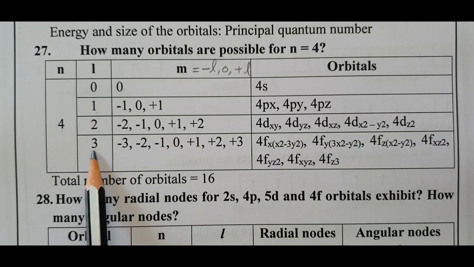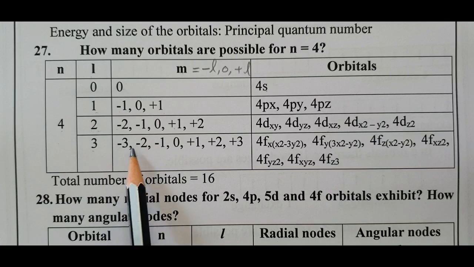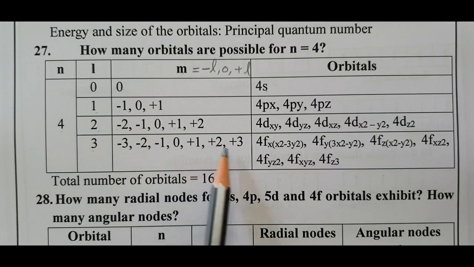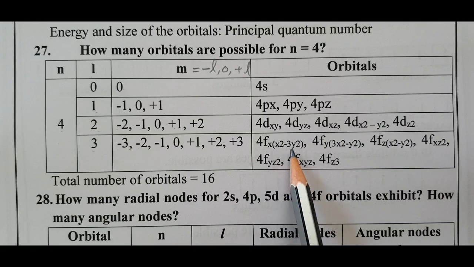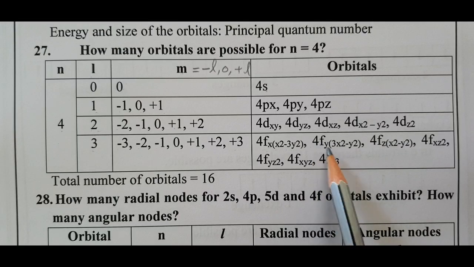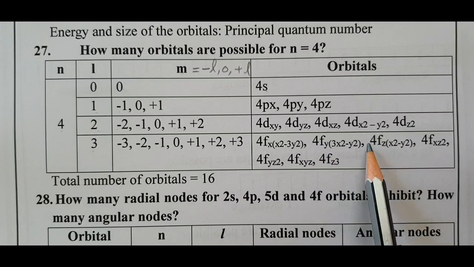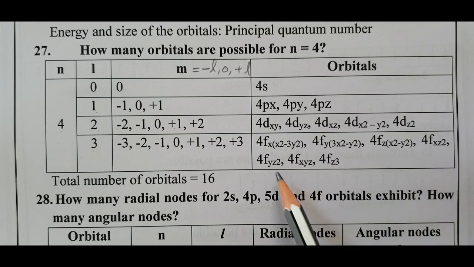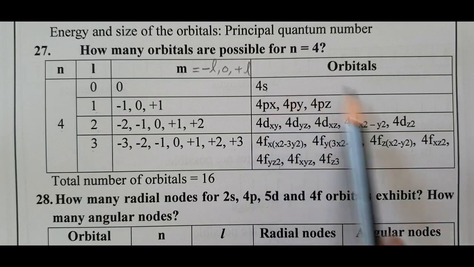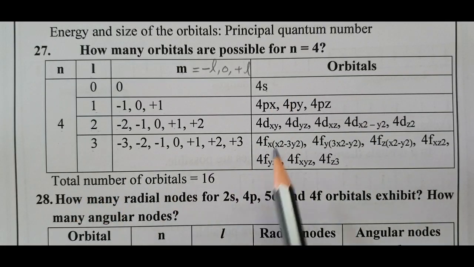L equal to 3 means f orbital. The possible M values are minus 3, minus 2, minus 1, 0, plus 1, plus 2, plus 3. The possible f orbitals are 7 orientations, because we are having 7 M values. 4fx(x squared minus 3y squared), 4fy(3x squared minus y squared), 4fz(x squared minus y squared), 4fxyz, 4fxz squared, 4fyz squared, 4fz cube. So when you count this, the total number of orbitals is 16.